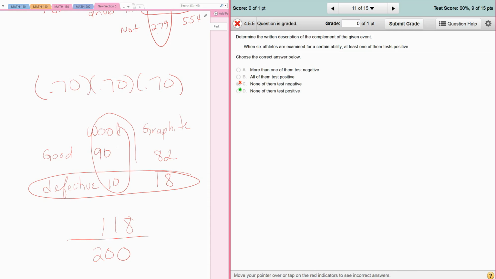Okay, so here it says determine the written description of the complement. It says when 6 athletes are tested for a certain ability, at least one tests positive. Now, the complement of at least one is none. So here we would just say none of them test positive. And if it had been none of them test positive, then the complement of that would have been at least one of them tested positive.